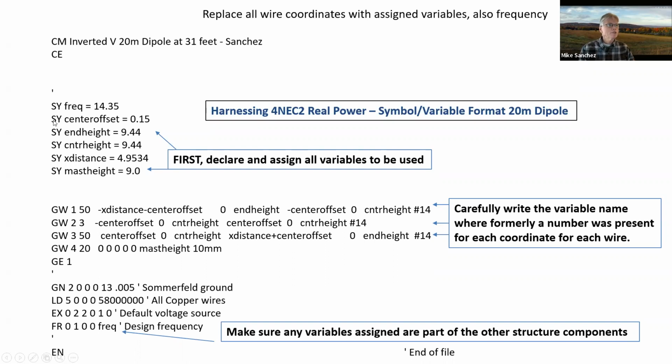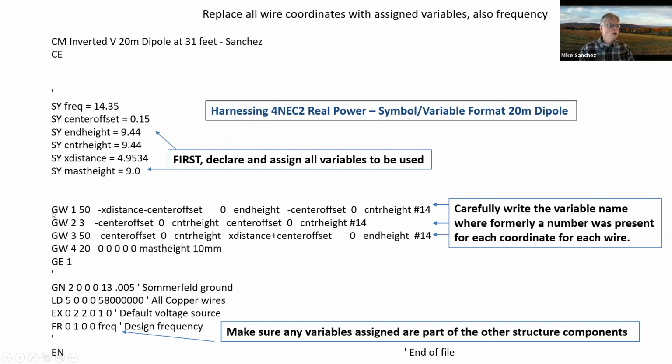Then you do the same thing for center offset. You say SY, center offset, equals 0.15. SY, end height, equals 9.44, which is 31 feet. The center height in the middle is 9.44. X distance initially will be 4.9534. And then the mast height is equal to 9. These are all in meters. Okay, so we have assigned these, and now, having assigned them properly, we can use them.